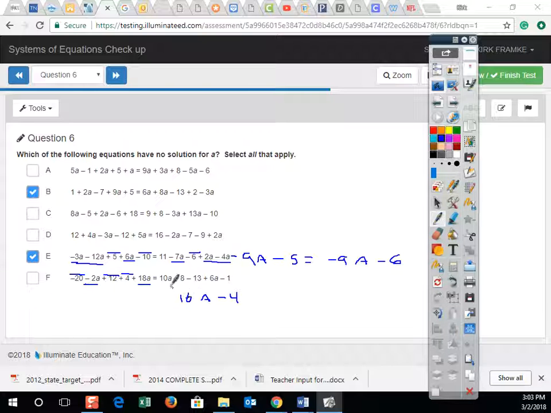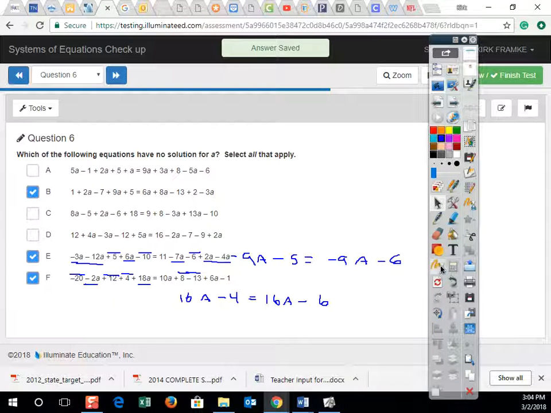So we have 16a, because negative 2a plus 18a is 16a, is equal to 10a plus 6a is 16a, 16a, and then I have 8 minus 13. 8 minus 13 is negative 5. Negative 5 minus 1 is negative 6. So therefore they have the same slope, different y-intercepts, which means they are parallel lines. They will have no solution.